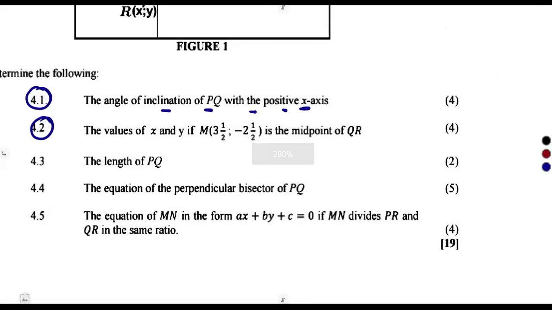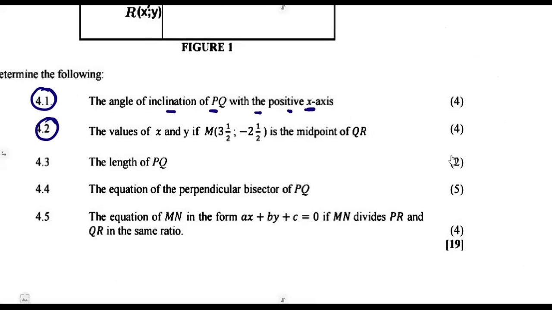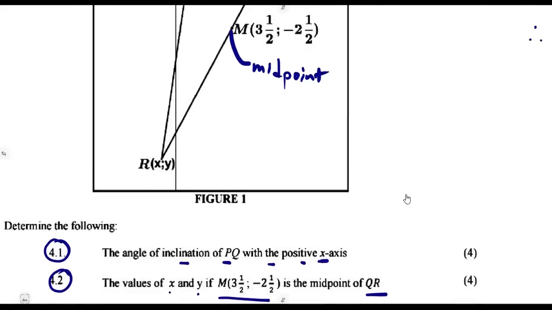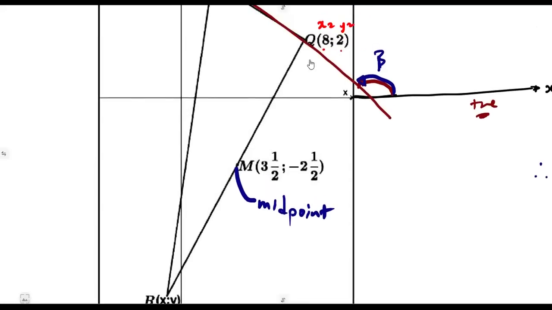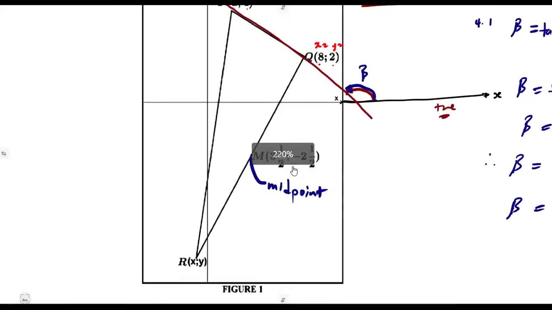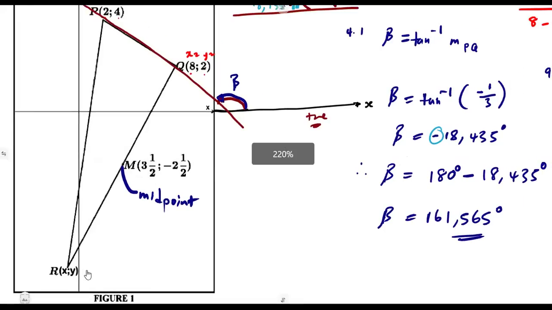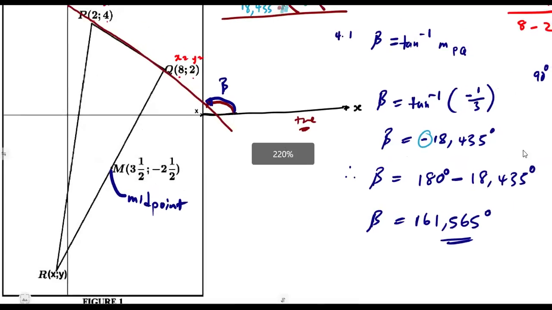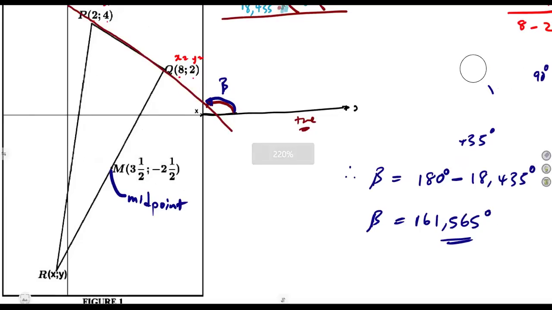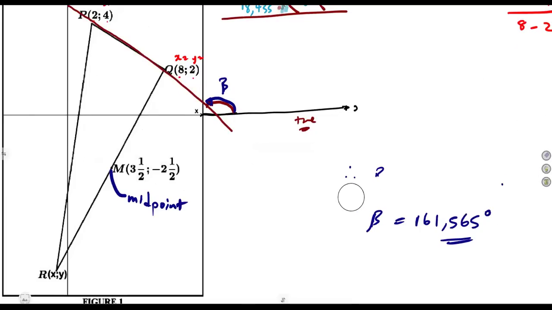4.2: the values of x and y, if M is the midpoint of QR, as we are given before, that M is the midpoint of QR. So what will be the values of x and y? Guys, we can simply use the midpoint concept because we are already told that we have a midpoint.